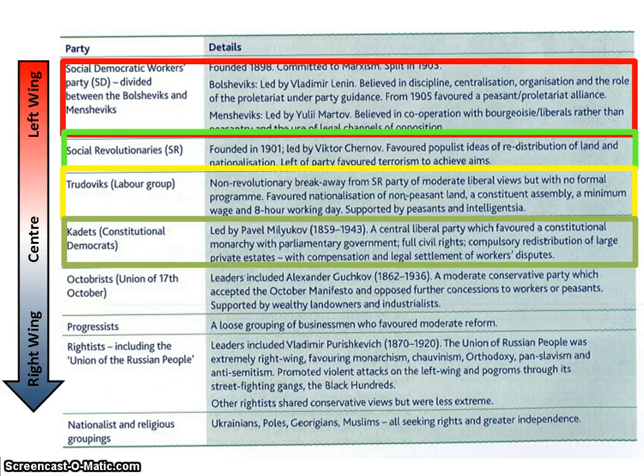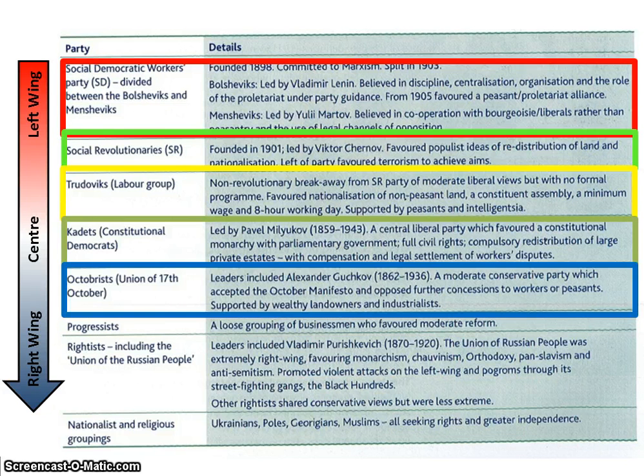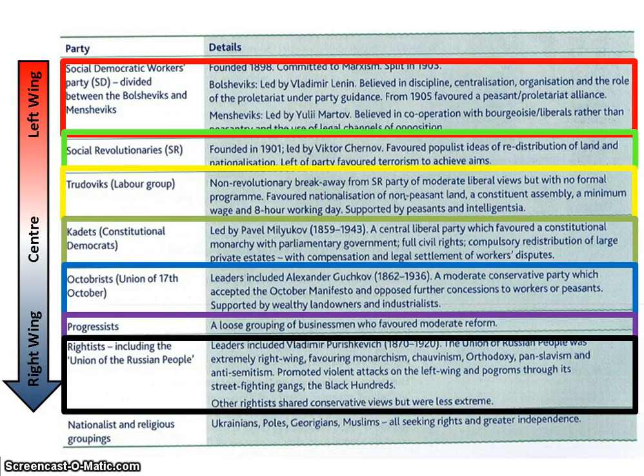Then we have the Centre Party, the Cadets, Constitutional Democrats led by Pavel Milyukov, and we'll see how they fare in that first set of elections. Then we have the Octobrists, the Progressists, and then furthest on the right wing we have the Rightists, or the Union of the Russian People. And this was extremely right wing.